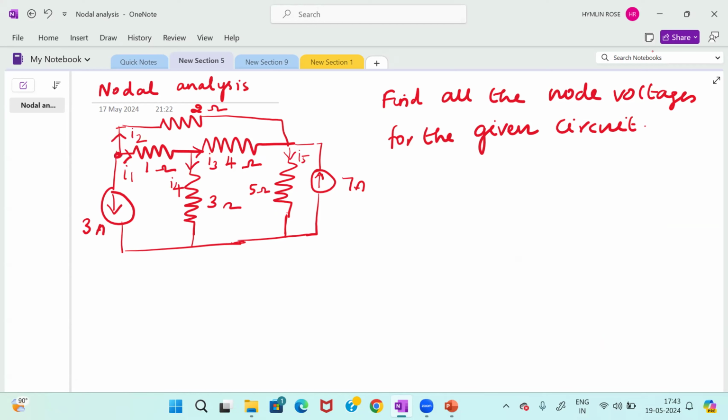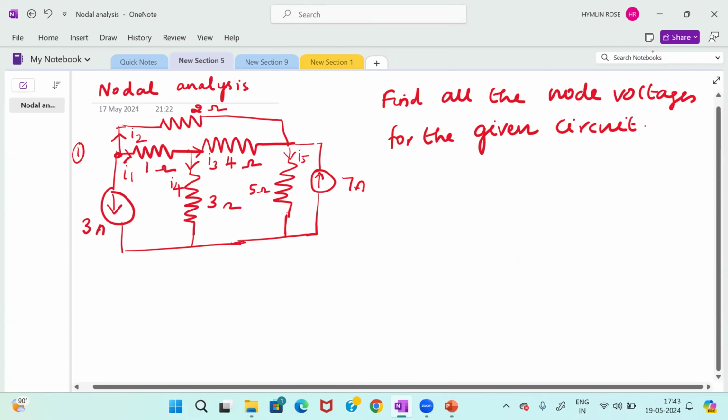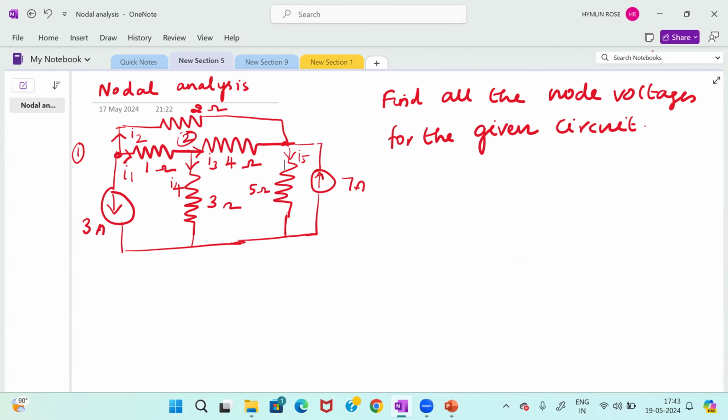This is one node; we can name it node 1. This is another node, name it 2. And this is another node, name it 3. And this is another node, node 4, that is nothing but the reference node. The reference voltage is equal to 0 volt.